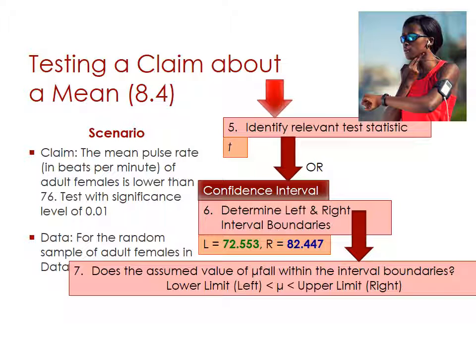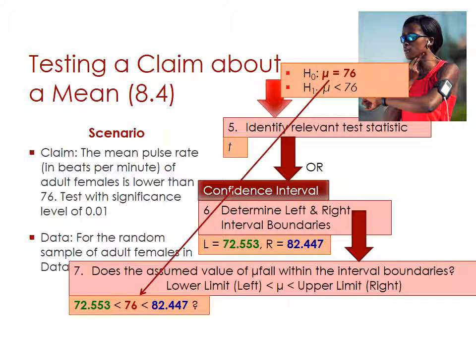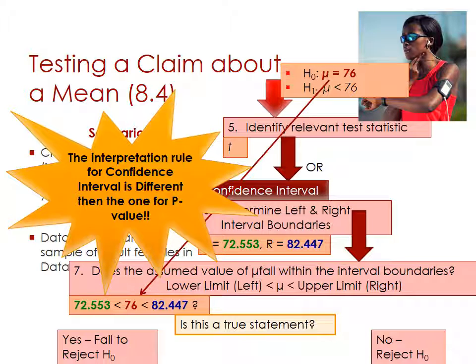If we take the different pieces of information we have and plug these in, we should get something that looks like this. Notice there's my mu back from my null, 76. That's what goes there because that's what we're asking the question about. Remember, we're always asking about the mu. We're testing the mu. And then we plug in our left-hand value and our right value. Once we have this set up, we ask ourselves, is this a true statement? If it is a true statement, then we fail to reject the null. If it is not a true statement, then we reject the null.